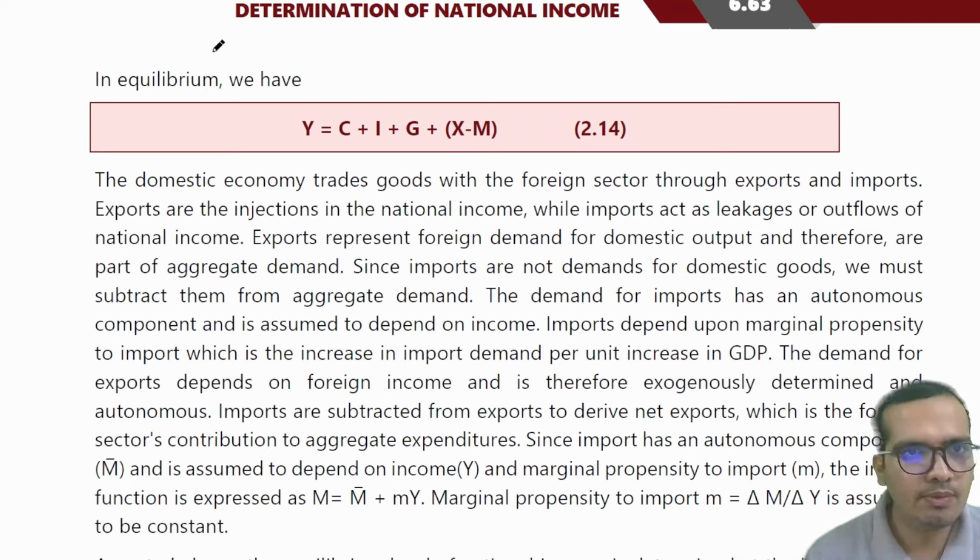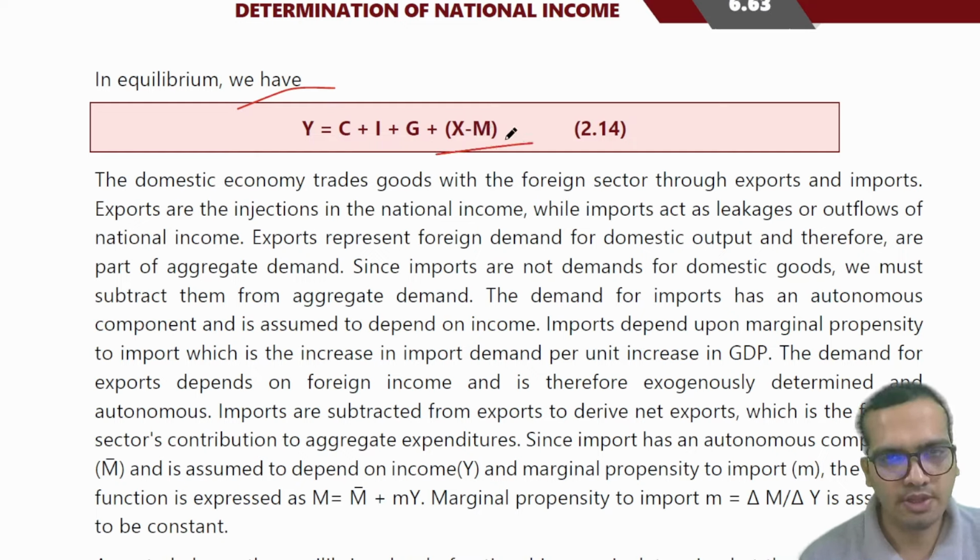So in equilibrium we have Y equals C plus I plus G plus X minus M. So exports minus imports. So the domestic economy trades with the foreign sector through exports and imports.